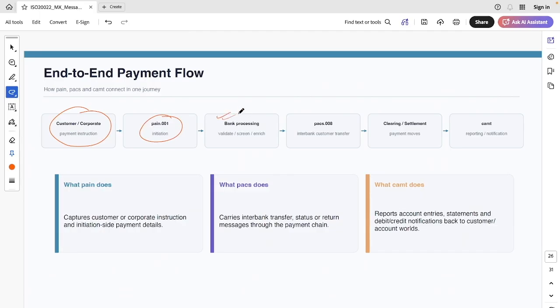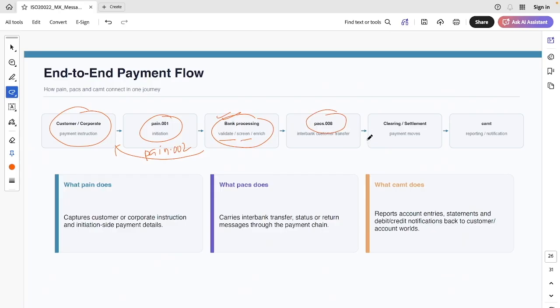The debtor bank receives the instruction and performs the processing, that is your validation, screening, enrichment, limit check, account check, and routing decisions. The bank may send pain.002 status back to the customer or the initiating side. Once the payment moves into the interbank world, PACS messages appear.